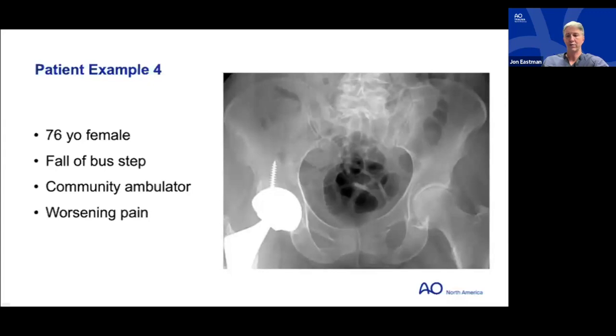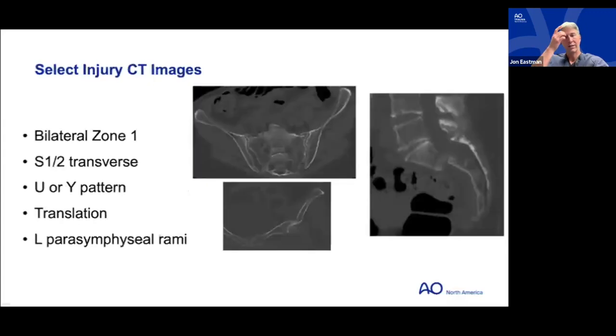You can see her left superior and inferior rami fractures, but then just very select cuts. She has bilateral sacral fractures with this S1 or top of S2 transverse component. But then again, an H or a Y type pattern that you can see with kind of extension down her left posterior sacrum, as well as that sagittal component. You can see a pretty significant translational deformity as well.